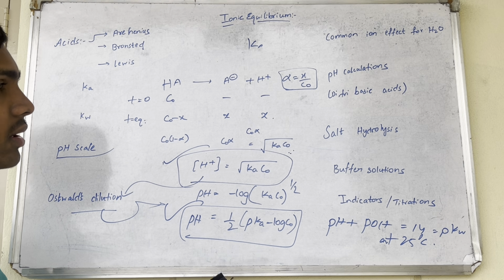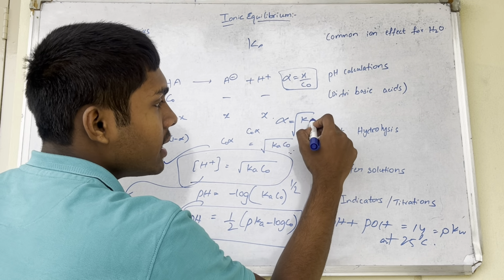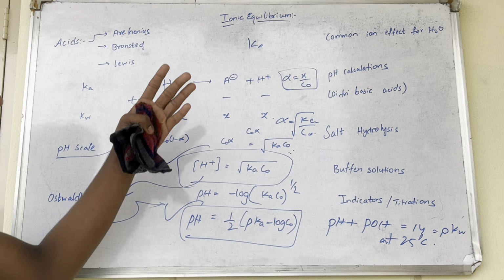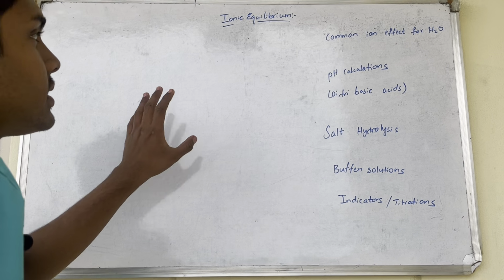This one and this one, important, very important. And if you remember alpha, that's well and good. Alpha equal to root Ka by C naught, right? So these things are important from the Maxwell's resolution. Now let us check common ion effect.